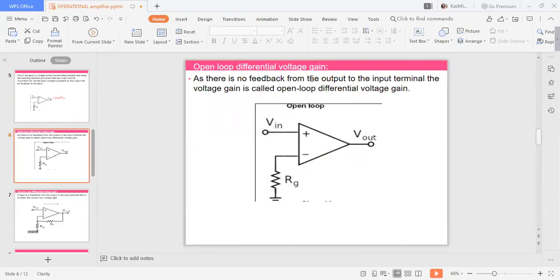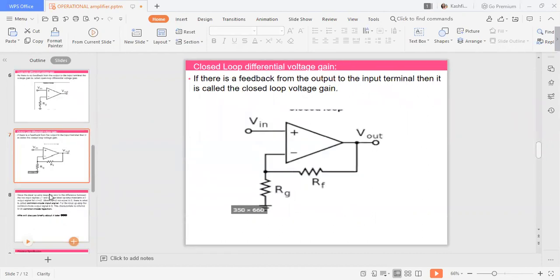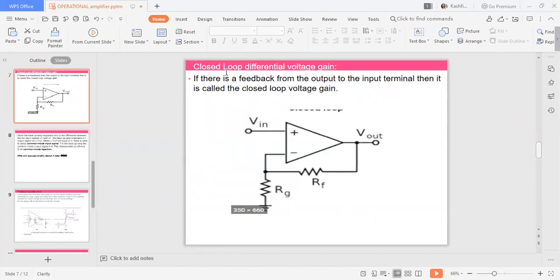Open loop differential voltage gain. As there is no feedback from the output to the input terminal, the voltage gain AOD is called the open loop differential voltage gain. Now, closed loop differential voltage gain. There will be a feedback from the output to the input for closed loop voltage gain.